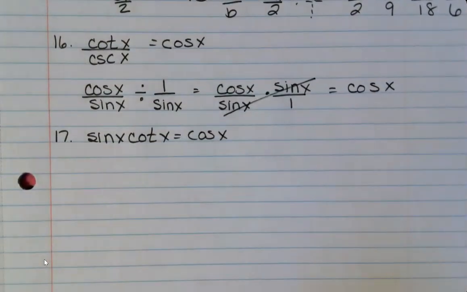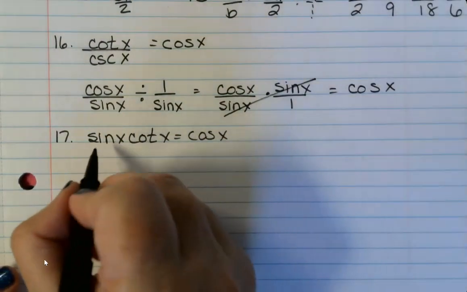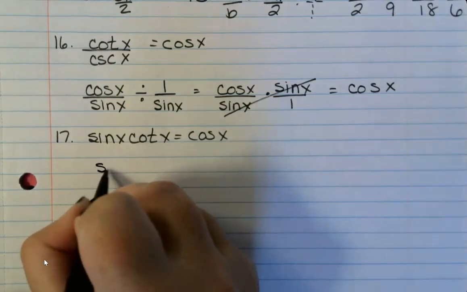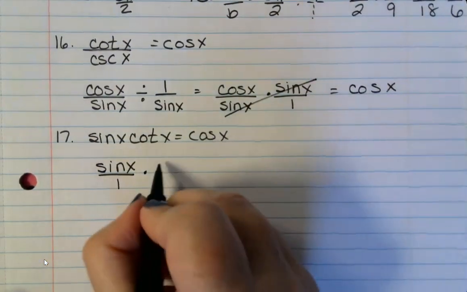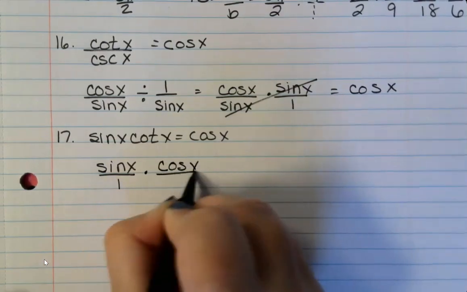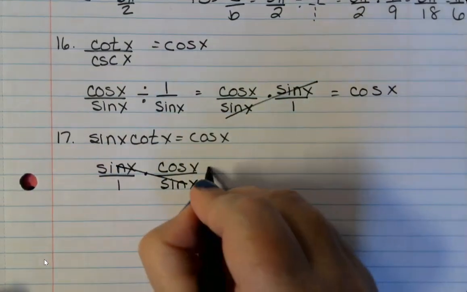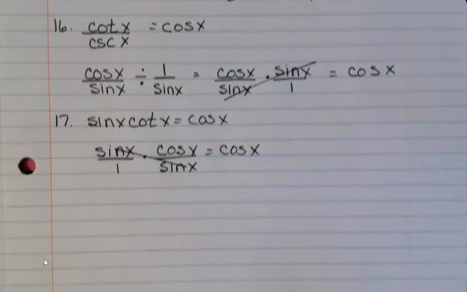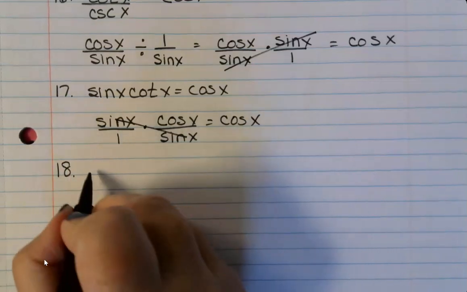Okay, so a little bit different. Different and not, maybe. I don't know. Okay, so sine, remember we want to leave it alone, so we're going to leave it alone. So sine x, I'm going to put it over 1, times cotangent, which is cosine over sine. Oh, this is sweet. And the answer is cosine.